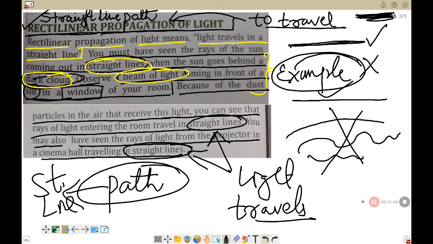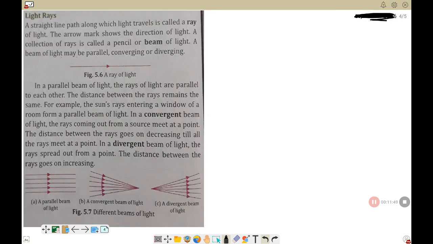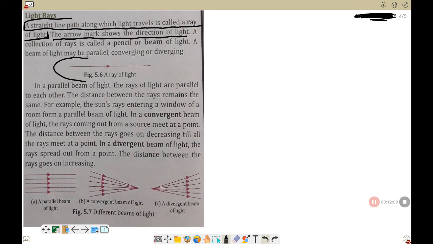Now the next topic that we are going to cover today is light rays. What is a light ray? Please underline: a straight line path along which light travels is called a ray of light. Understand? This is the definition of a ray of light. The arrow mark shows the direction of light. You can see here the example of a ray of light: there is a straight line, and on the line you have an arrow mark.